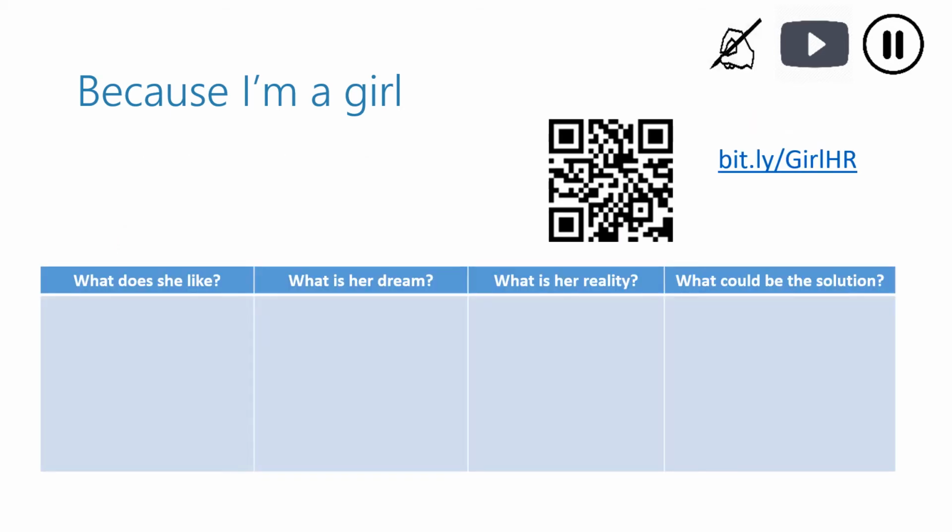And now, let's watch the video again. The link is the same, and this time you should complete this chart. There are 4 questions. You can copy the chart in your notebooks. The questions are: what does she like? What is her dream? And what is her reality? And what could be the solution? So watch the video and try to complete this chart.